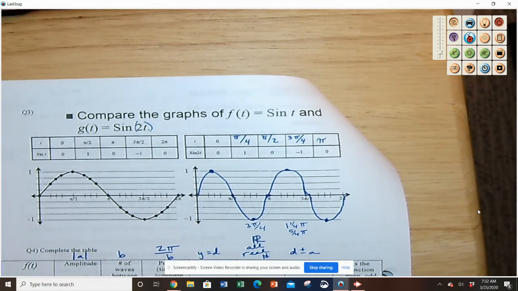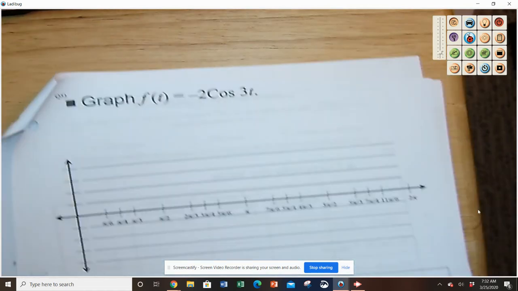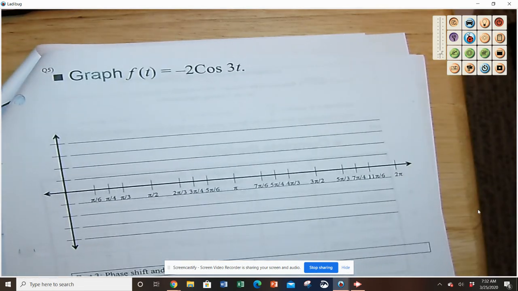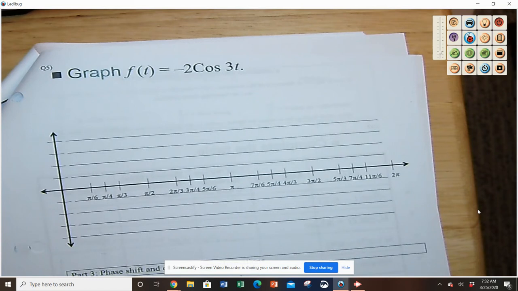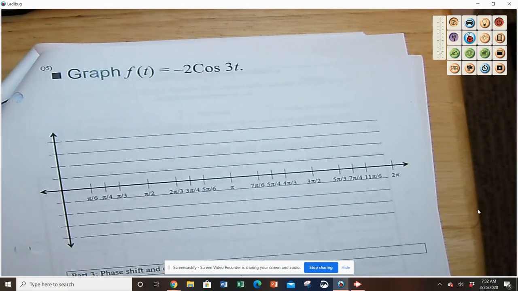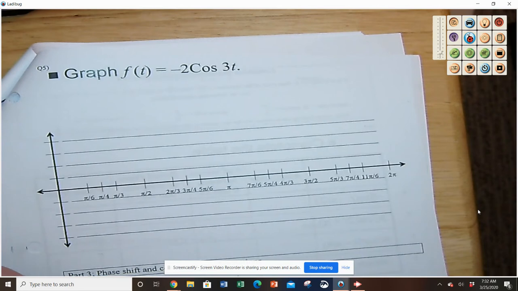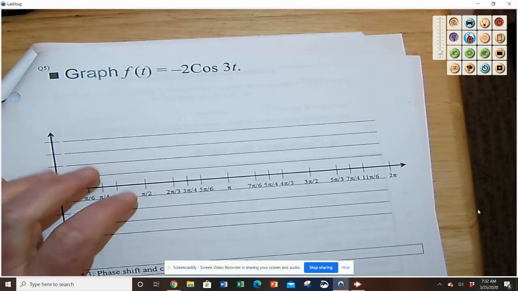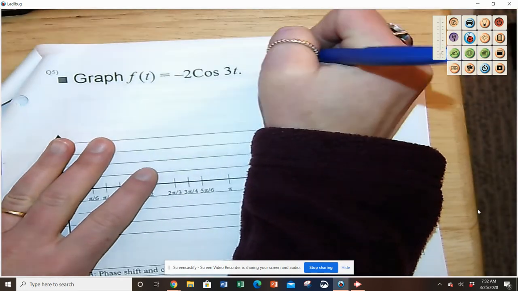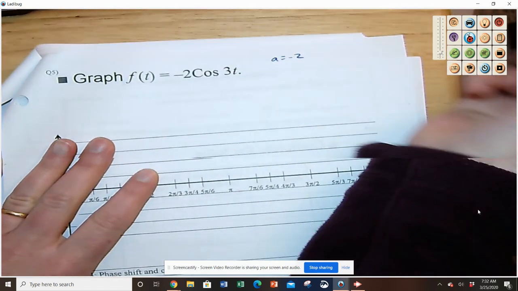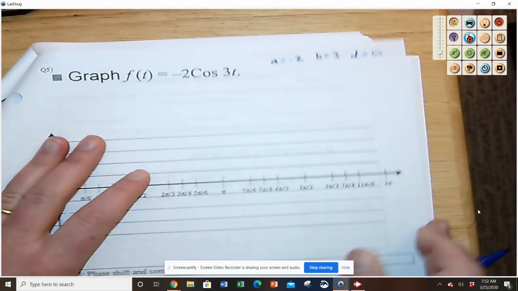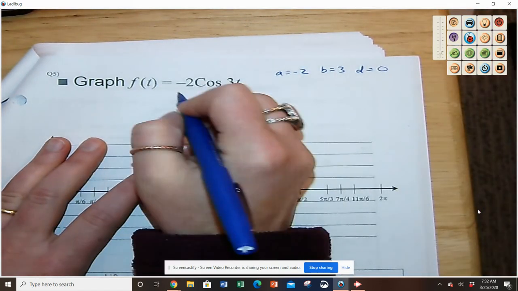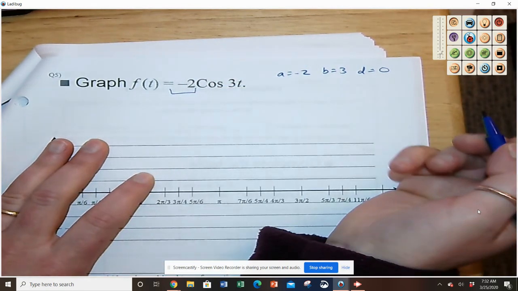All right, let's go over to page 31. And let's look at the graph of one of these. So this is a cosine graph. So we have f of t equals -2 times the cosine of 3t. And I would kind of go through your A, B, C, D, except in this case, we haven't introduced C yet. So A is -2, B is 3, and D is 0. There's no add-on at the end. Okay, so the fact that A is negative, it's flipped.